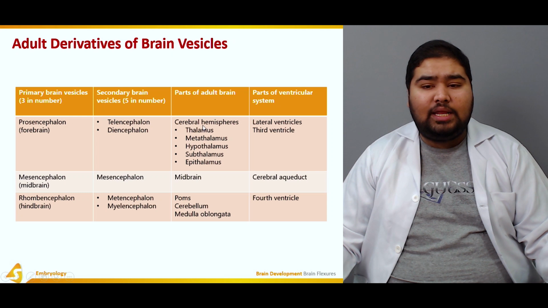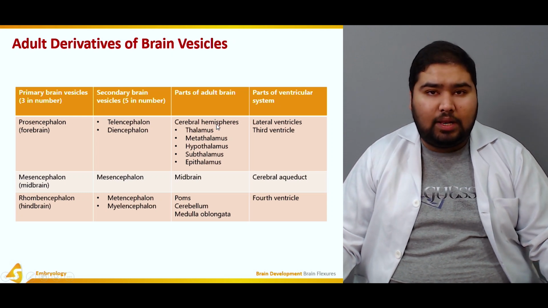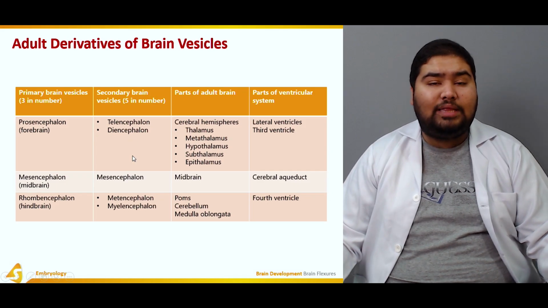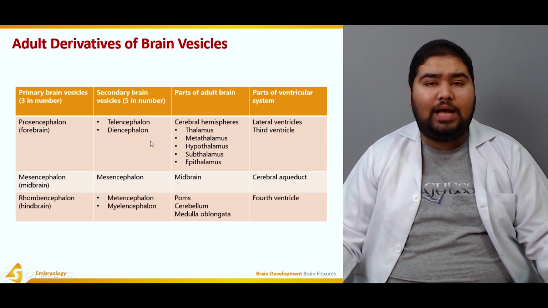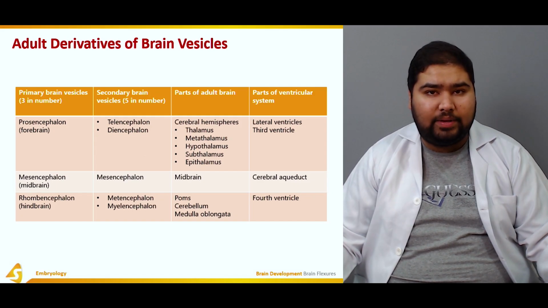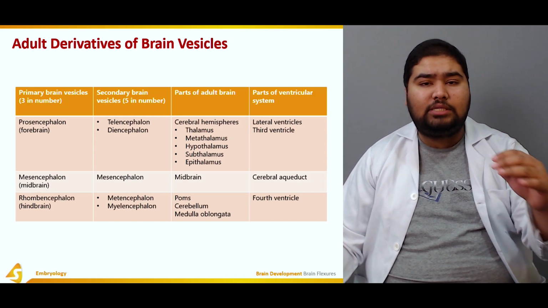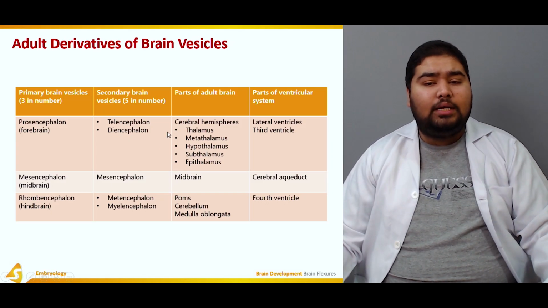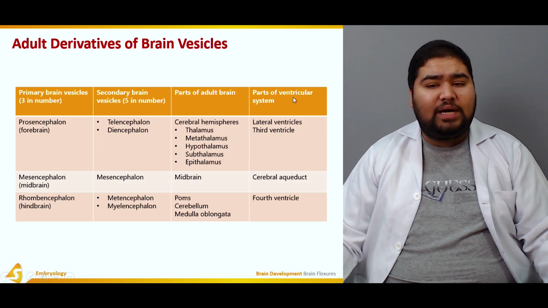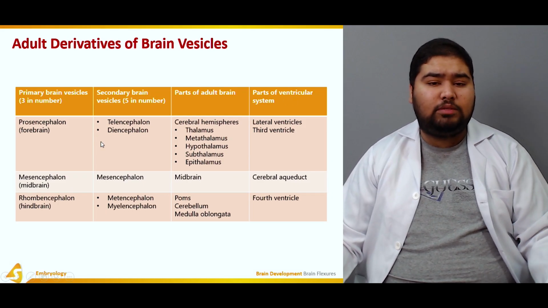Now, the telencephalon forms the cerebral hemispheres, and the diencephalon forms the thalamus, the metathalamus, the hypothalamus, the subthalamus, and the epithalamus. So it's a connecting bridge between the telencephalon and the mesencephalon. And what parts of the vestibular system are formed by the forebrain?